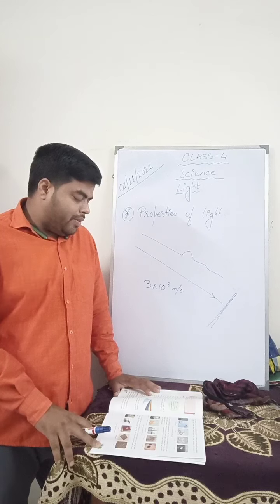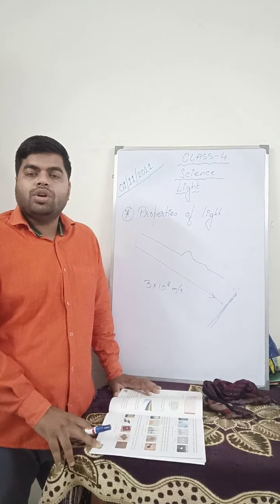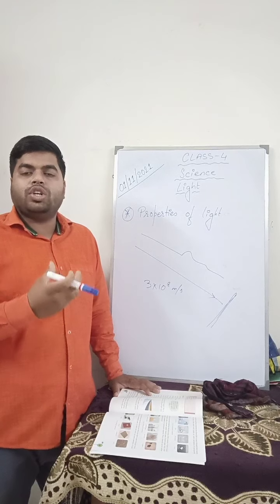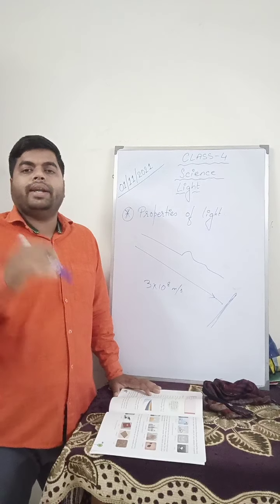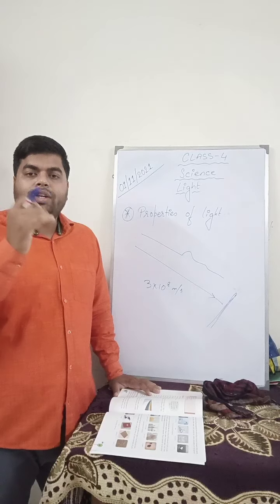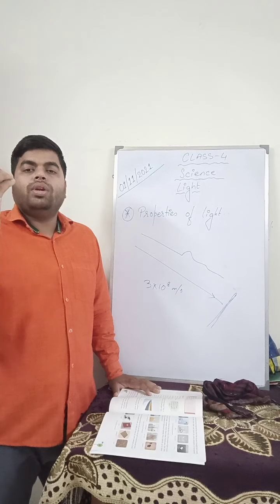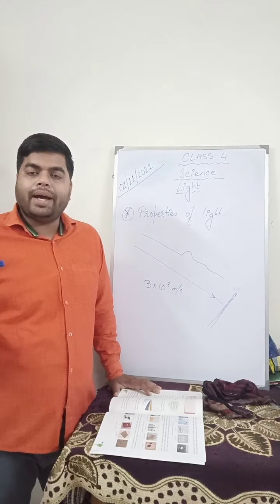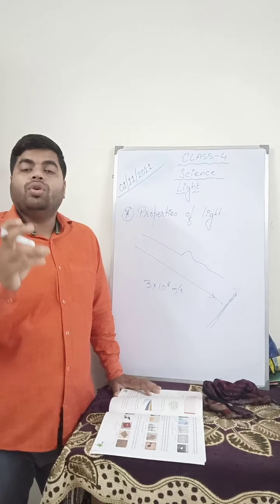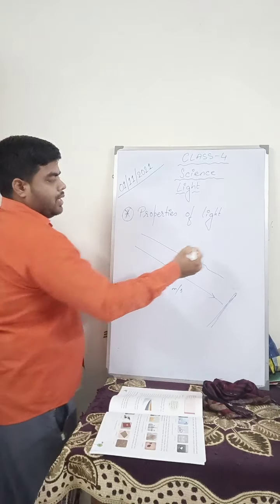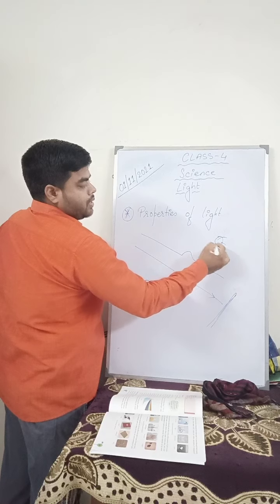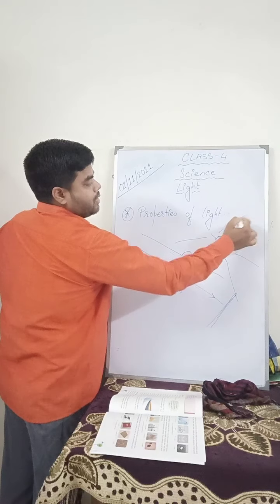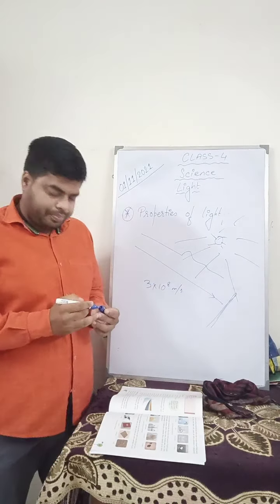Next, light travels in all directions from its sources. Suppose you take a bulb or the sun or a tube light, light travels in all the directions. It is not that it will travel only at the front or at the back or below. No, if this is the sun, it travels in all directions.